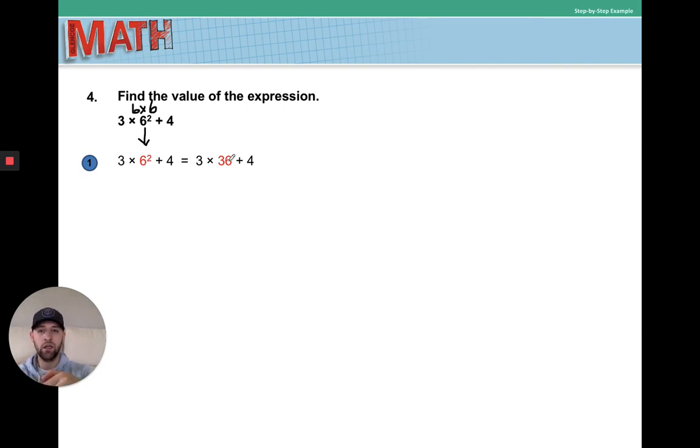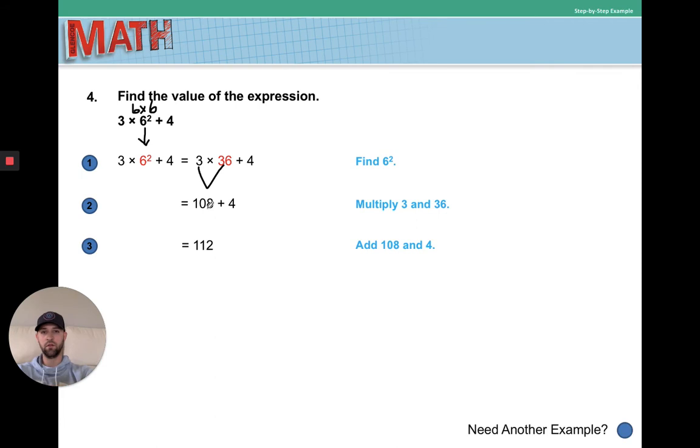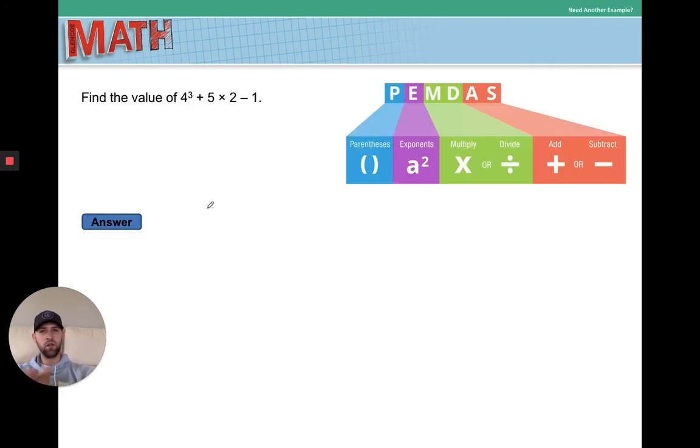Okay. Moving on, do I have any multiplication or division? Yes, I have a multiplication problem right here, 3 times 36. When you multiply that, you should get 108. Okay, so they just did this here. And then you just have a simple addition problem at the end, 108 plus 4, you should get 112. I'm not going to go through this one. It's pretty self-explanatory. Kind of the same process. We're just replacing it with exponents.